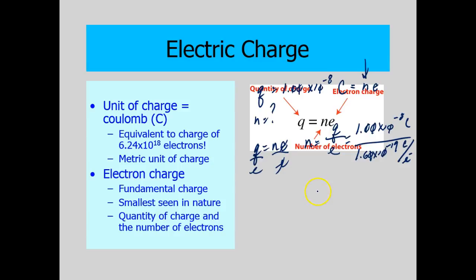What do you get? 6.25 times 10 to the what? 12 or 11? 10. 10 to the 10th. Okay, and then you read it just in the reverse of what you did. And the coulombs go out, and this would be equivalent to that many electrons.